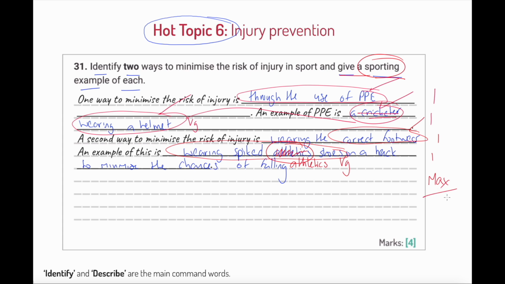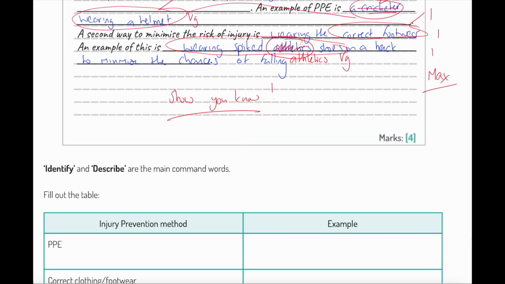And guys, those exam techniques, show you know. Show you can. Don't leave information and knowledge in your head. Get it on that bit of paper. Sorry, I'm getting a little bit heated here.